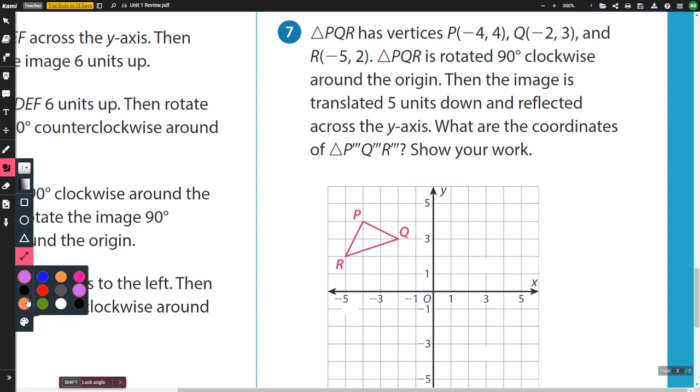So what I'm going to do is rotate it 90 degrees. Just take it one step at a time. Our first step is to rotate it 90 degrees about the origin. Luckily, it's about the origin, so all I do is flip-flop my x and my y. So instead of 4 and 4, I'm still going to have 4 and 4. That one's kind of easy. Instead of 2 and 3, I'm going to have 3 and 2. Instead of 5 and 2, I'm going to have 2 and 5. So there is my first transformation.